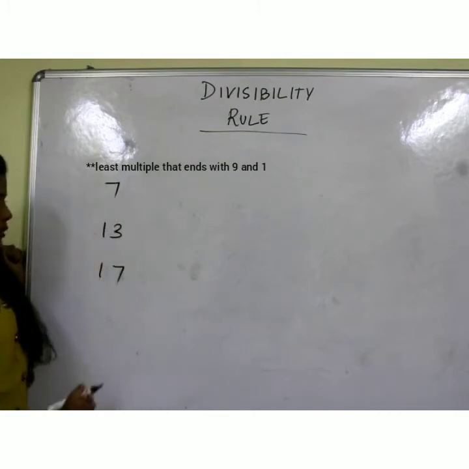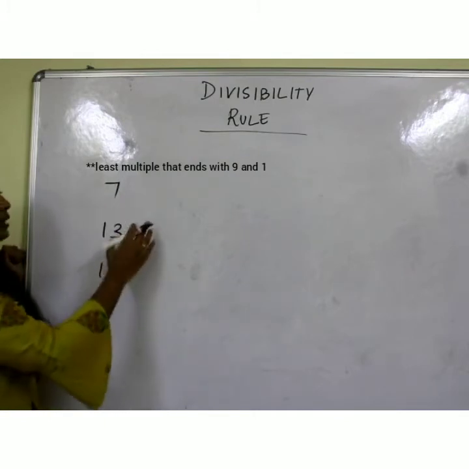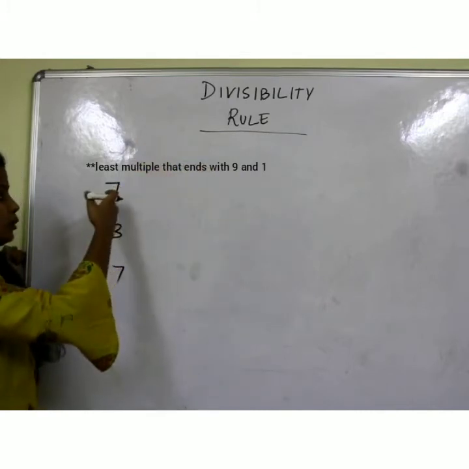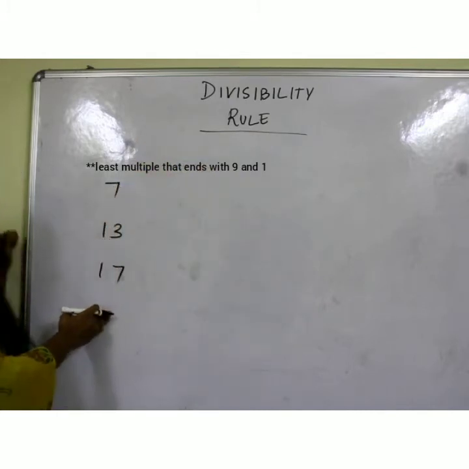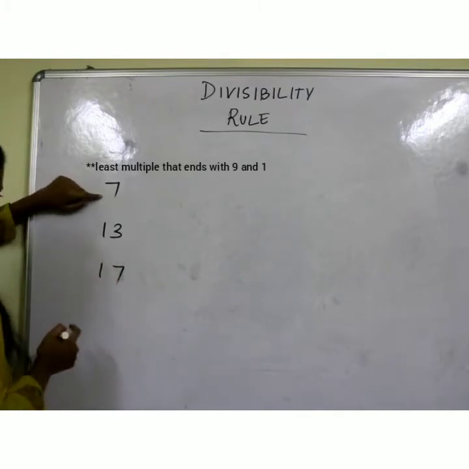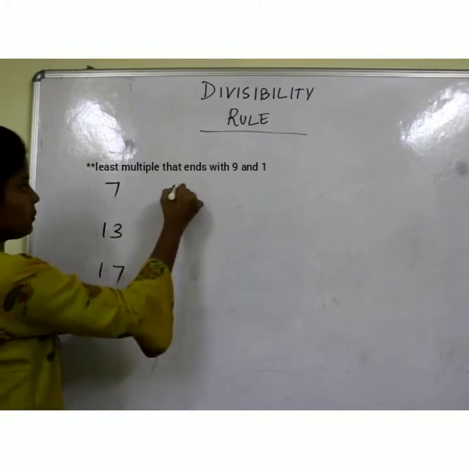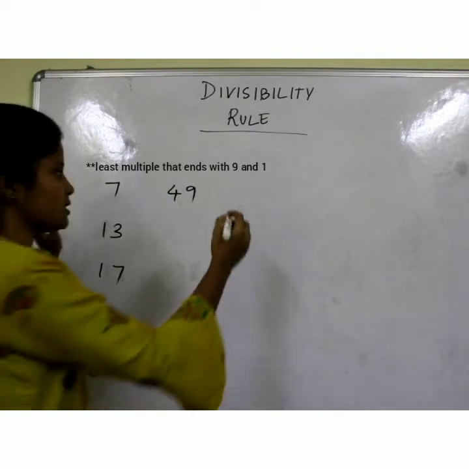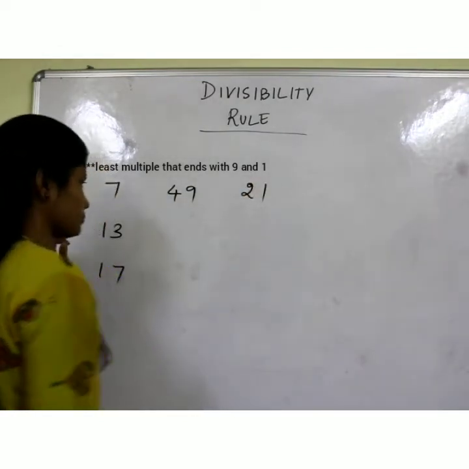So starting with 7, I am going to write the multiple of 7 that ends with 9 and 1, and I will be doing the same for 13 and 17. So yes, the multiple of 7 which is ending with 9 is nothing but 49. The multiple of 7 which is ending with 1 is nothing but 21.